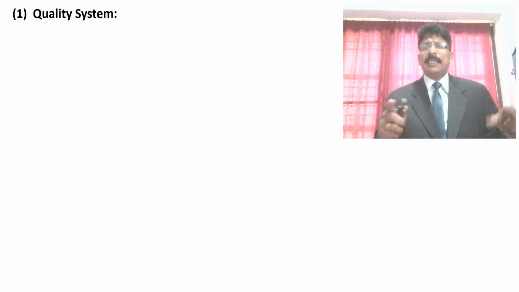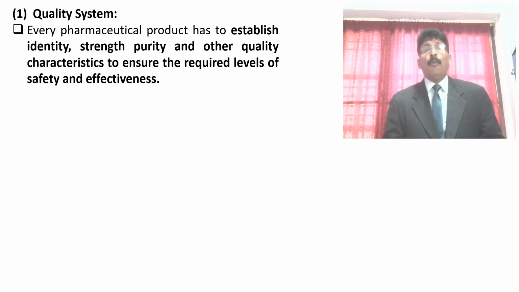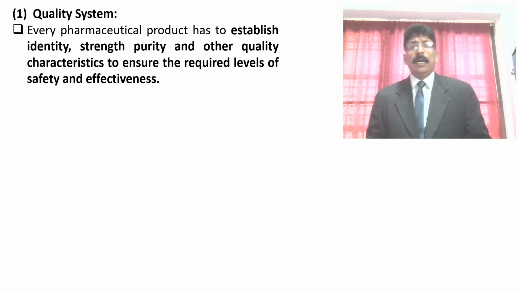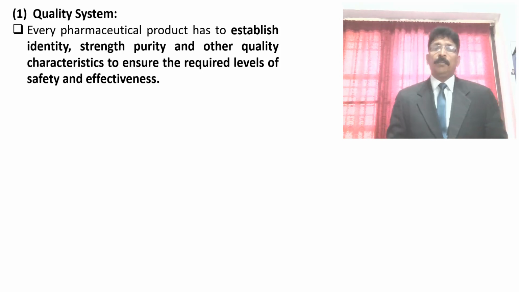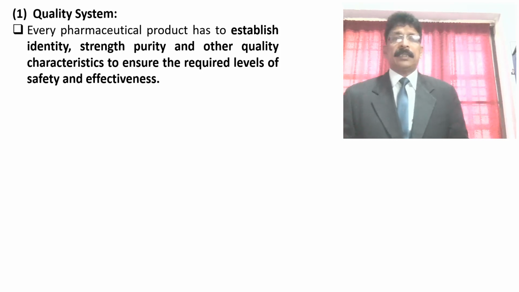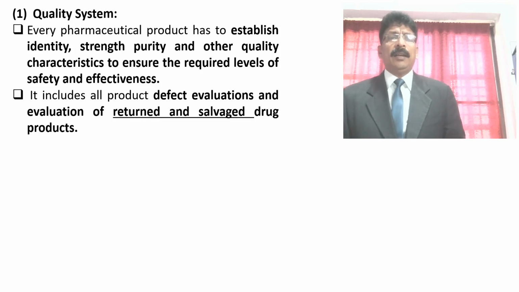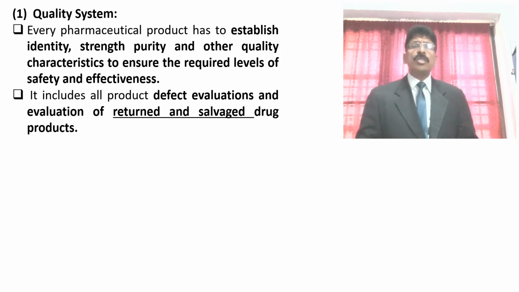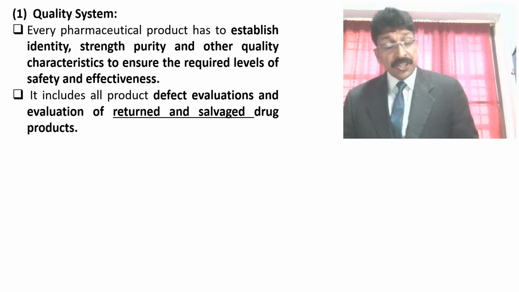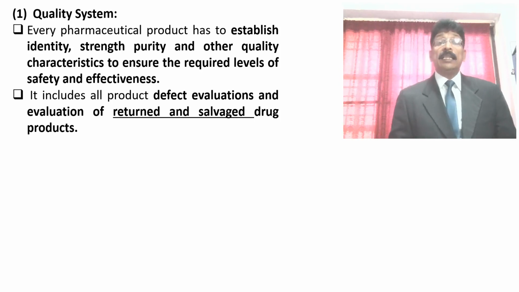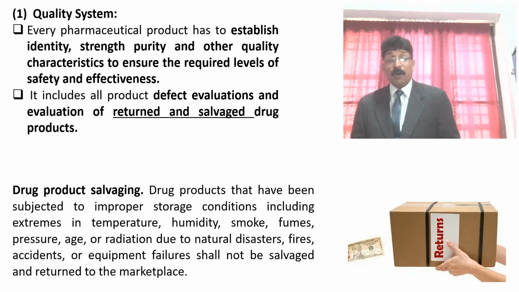The quality system has a network with everyone, but when you come to the explanation in general, every pharmaceutical product has to establish identity, strength, purity and other quality characteristics to ensure the required levels of safety and effectiveness. It includes all product defects, evaluations and evaluation of returned and salvaged drug product. What do you mean by salvaged drug product? Returned drug products, which are returned to you.